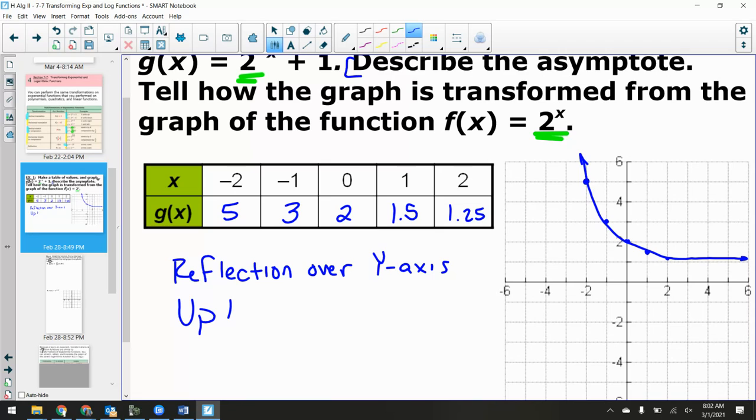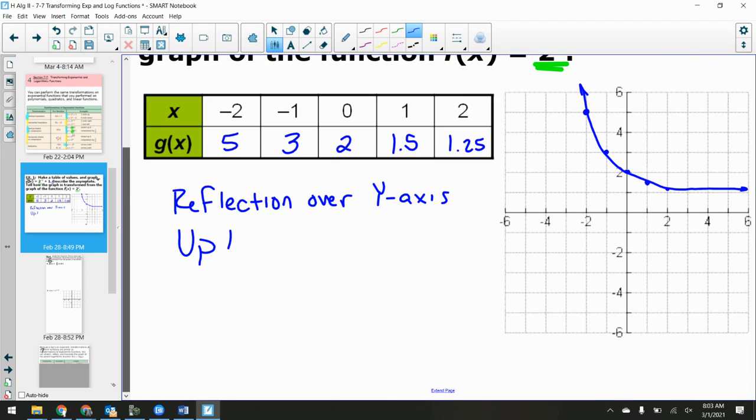All right, so if I shift that up 1, even the asymptote gets shifted up 1 as well. If I shift the entire graph up 1, the asymptote gets shifted up 1 as well. So I can say that the asymptote is y equals 1. When I say describe the asymptote, I'm asking you to either tell me what happened with the asymptote, or more likely give me the equation of the asymptote.